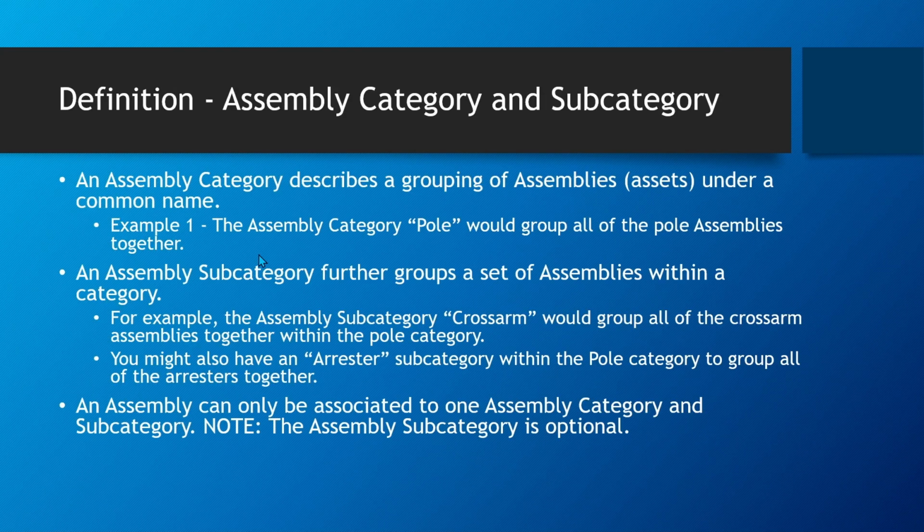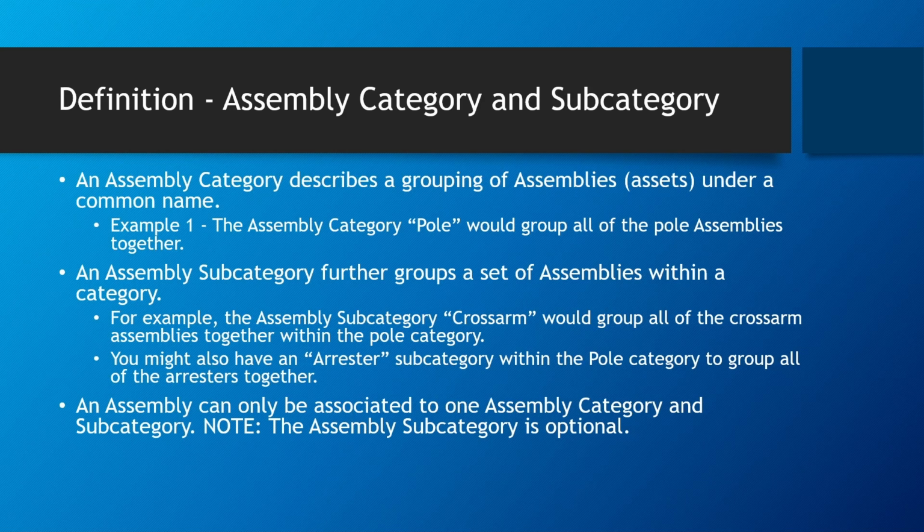So what is an assembly category and a subcategory? An assembly category describes a grouping of assemblies under a common name. For example, you might have a pole category that would group all of the assemblies together underneath that label pole. An assembly subcategory further groups and refines a set of assemblies within a particular category.